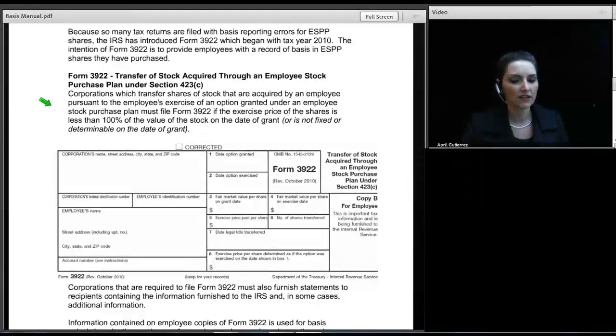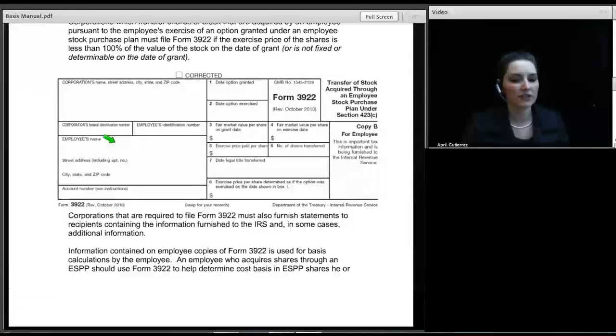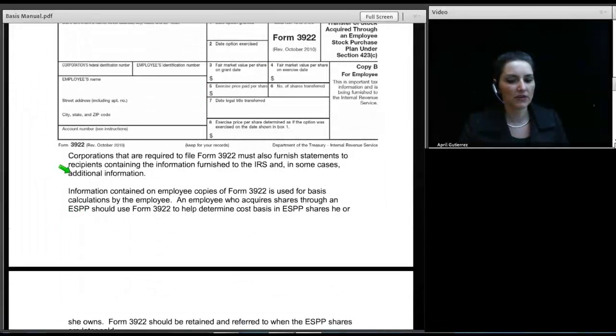So let's take a look at this one. It's fairly similar to the 3921 we saw earlier. We first have the option grant date. We have the option exercise date. We have the fair market value per share on the grant date and the fair market value per share on the exercise date. We also have the exercise price paid per share. It's got a little bit of extra information here. Corporations are required to file this form and furnish statements to recipients containing information that is furnished to the IRS, and in some cases also additional information.